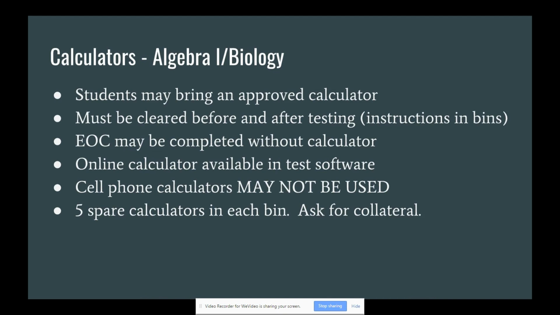Calculators. Students may bring an approved calculator. It has to be cleared before and after testing, and there will be instructions in the bins. End of course can be completed without a calculator, but there is an online calculator available for students to use in the testing software. Students will ask, but cell phone calculators may not be used on this test. Again, I'll have 5 spare calculators in each bin. Please ask for some collateral to hold so that you make sure you get that calculator back from the student.